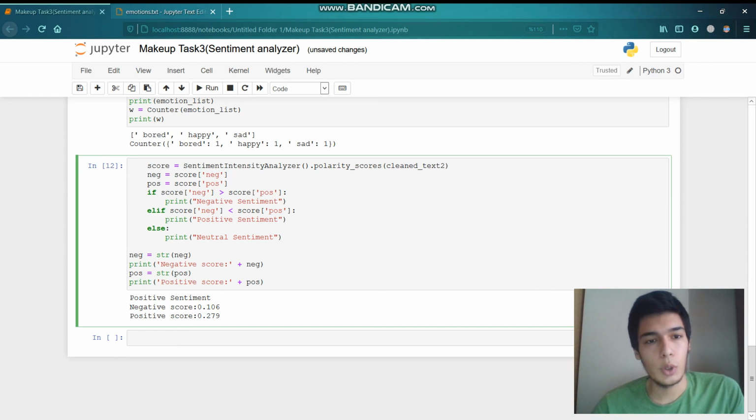So to sum up this whole task, I looked at some expressions and I tried to see if it's a positive, negative, or a neutral sentiment by looking at emotion words.